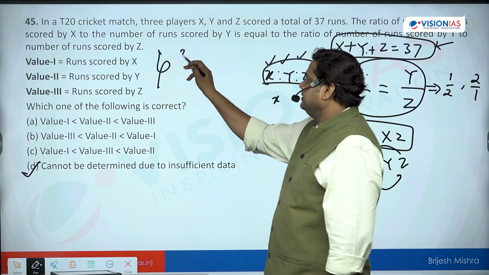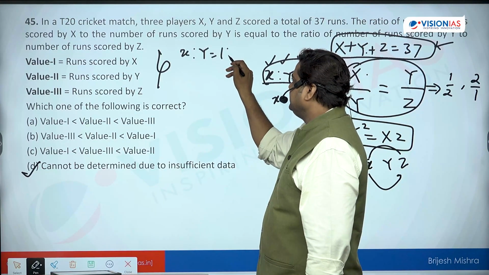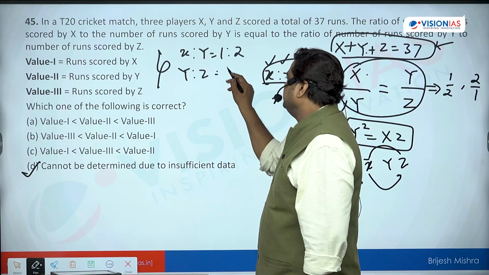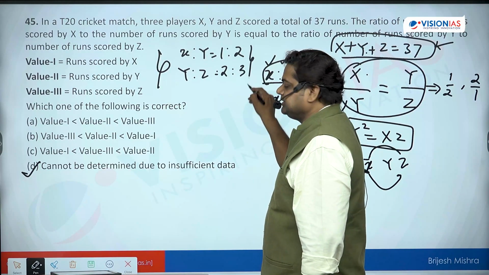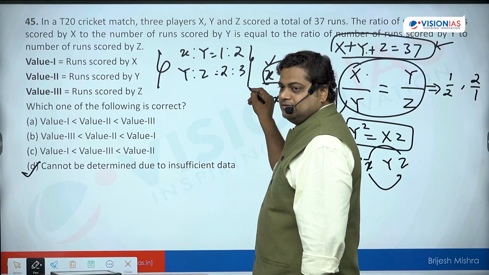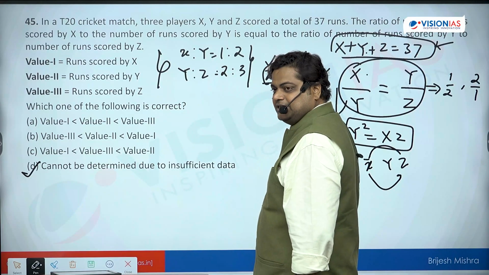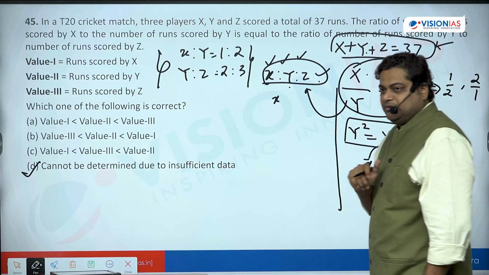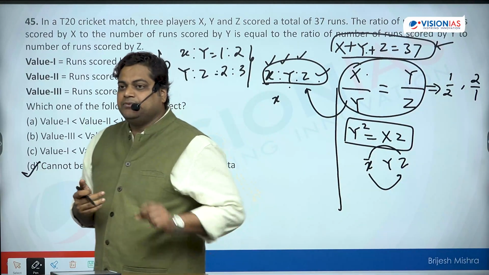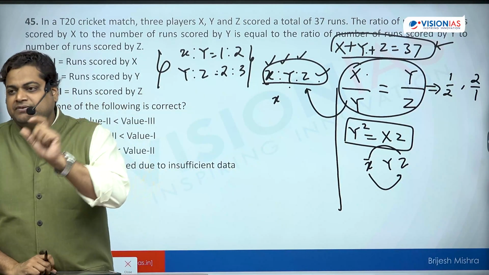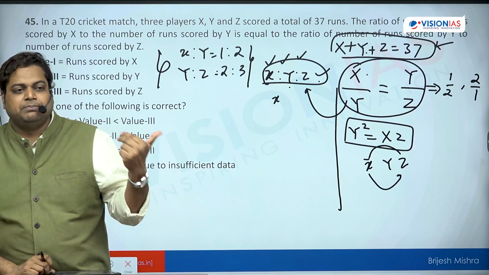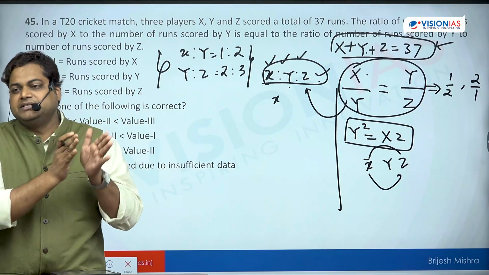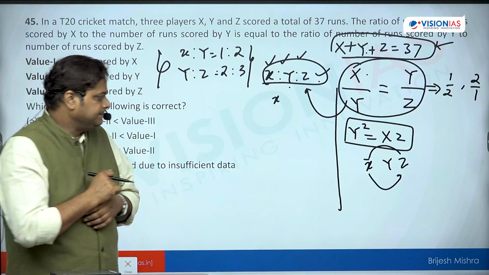If it had been given like X is to Y is equal to 1 is to 2 and Y is to Z is equal to 2 is to 3, then we would get the relation of X, Y, Z, and we can get the answer. But here we cannot get the answer. We cannot get the exact values of X, Y, Z. So we cannot compare it, or we do not have a relation of which one is bigger, which one is smaller. Okay? Next.